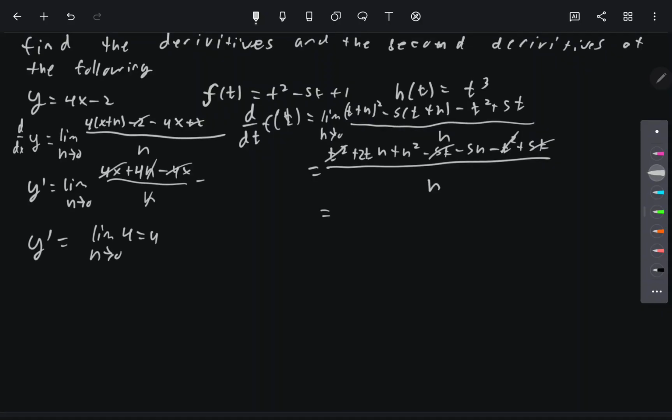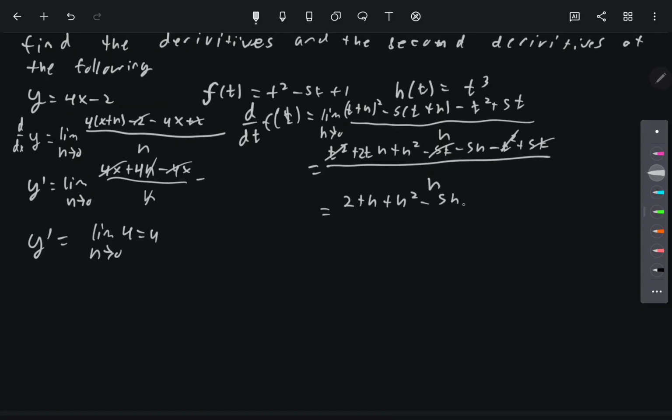So now we just have 2th plus h squared minus 5h. And then we're dividing that by h. That h, that h, that h, and that h all cancel. So we are just left with 2t plus h minus 5. And we take the limit as h approaches 0. So then we're just left with 2t minus 5.